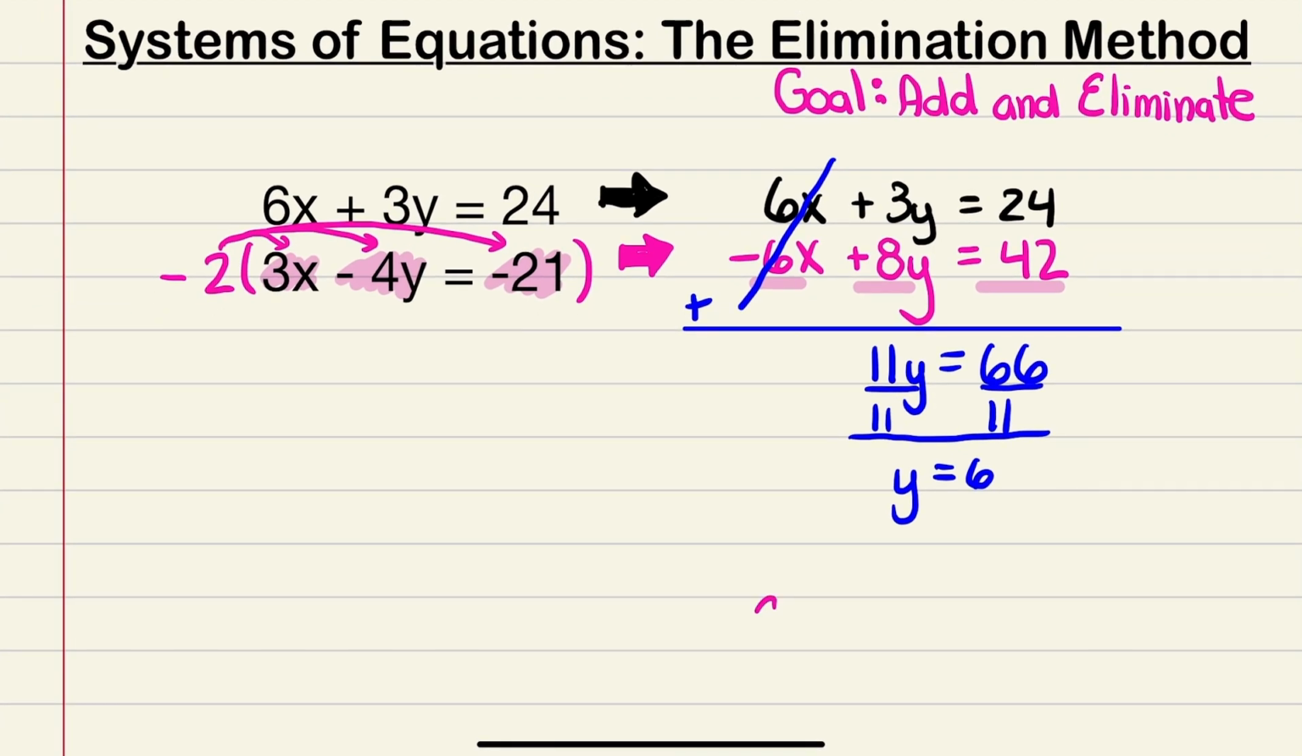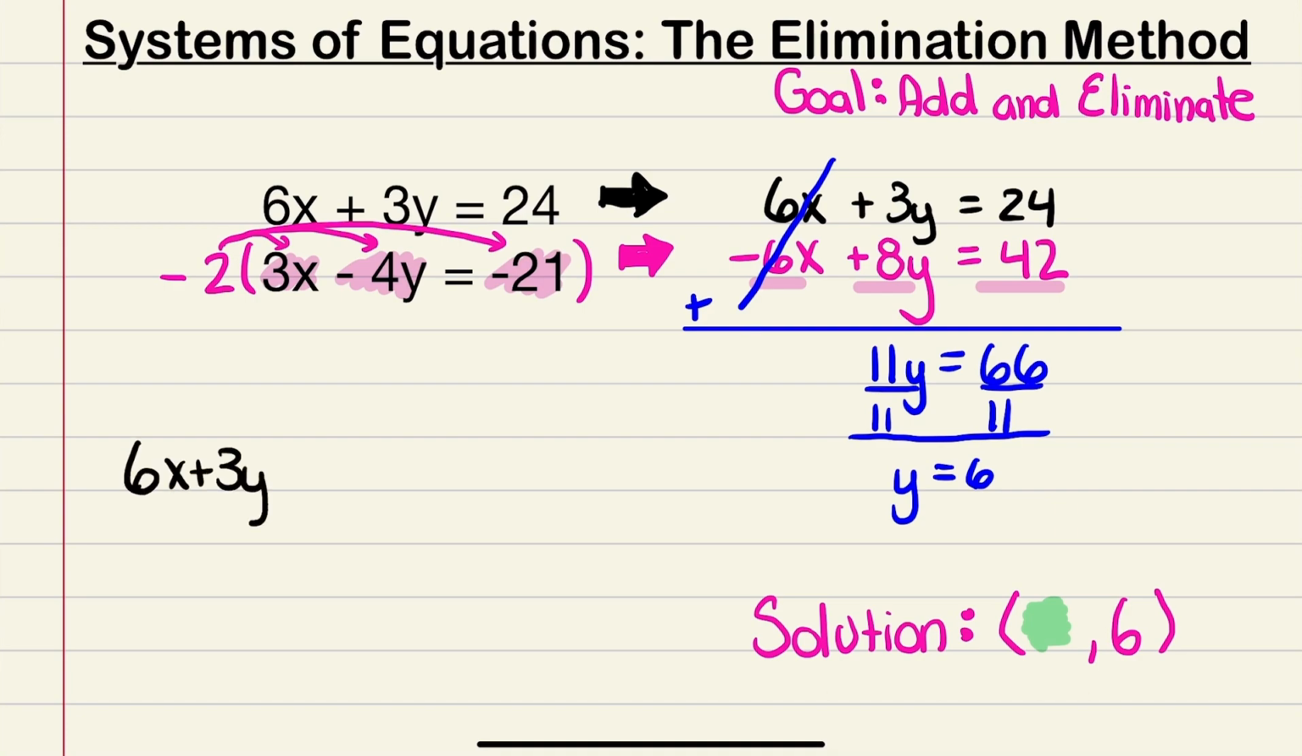So let's mark this down. Solution, I'm so excited. I have my y value. But remember, a solution has an x value and a y value. So I know that my y is 6, but I still need to find out what this missing x value is, okay? And the only way to do that is to take one of my original equations, plug in what I have for y, and see what I get for x. It actually doesn't matter which equation you use. So I'm just going to use the top one, 6x plus 3y equals 24. But again, it doesn't really matter which one you use.